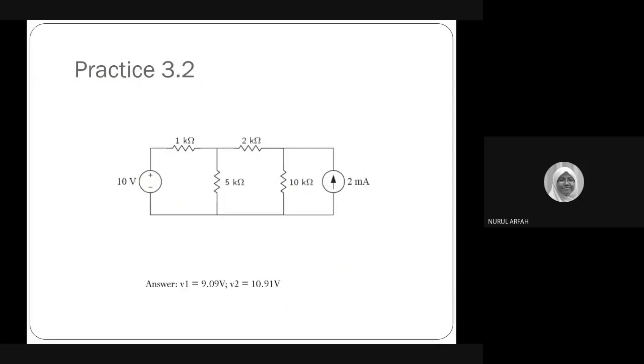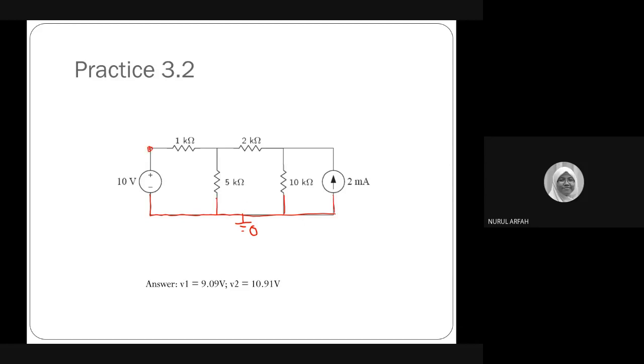Can you identify here which one is the essential node with the most branches? The bottom one. The bottom, right? Okay, good. Then what should you do? You label the ground, the reference point.